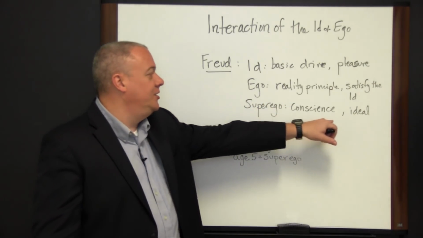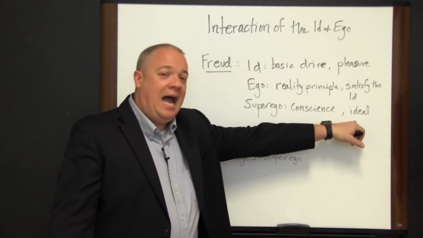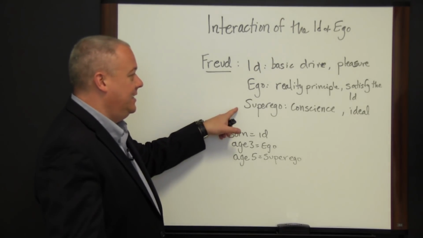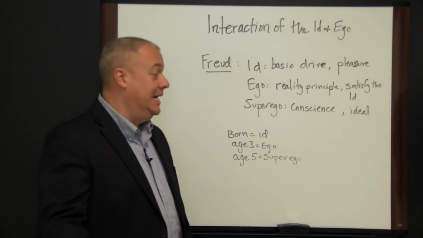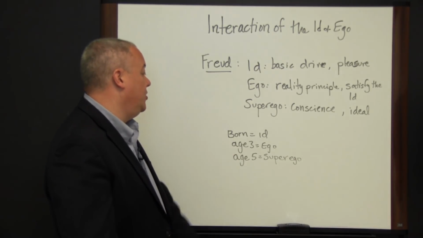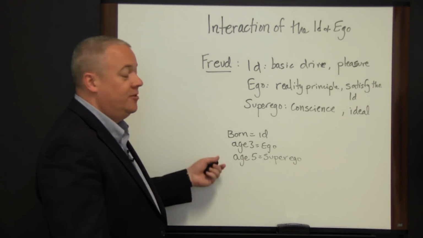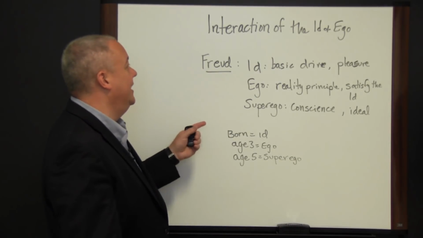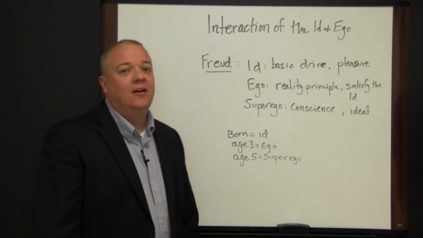The superego is the conscience and deals not with the real, but with the ideal, the way things ought to be as it is informed by the current culture and society. Born with the id, age 3, the ego starts to develop. Age 5, the superego starts to develop, unless there are hindrances to that development. This is Freud's theory, then, of the interaction of the id and the ego.